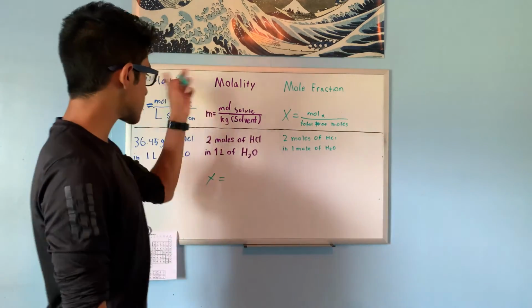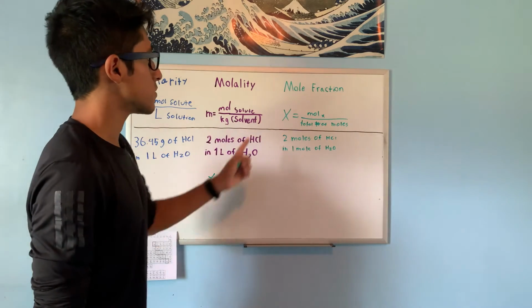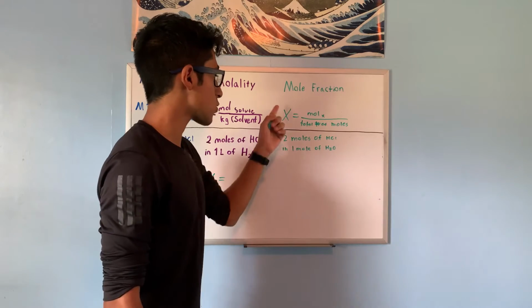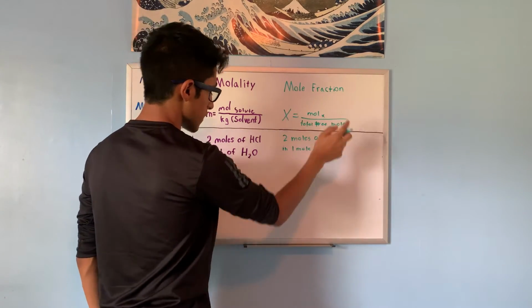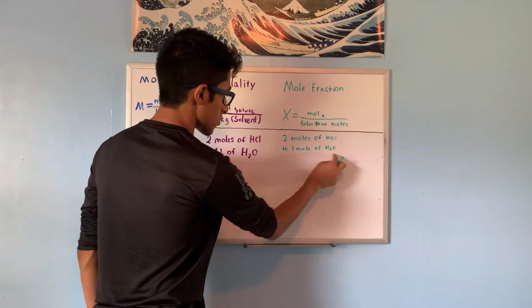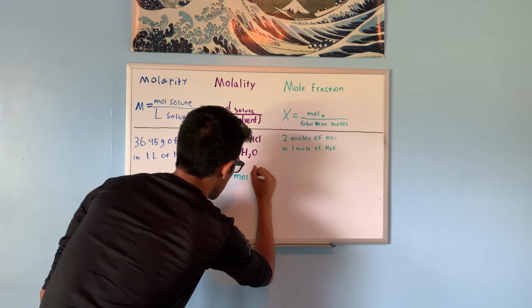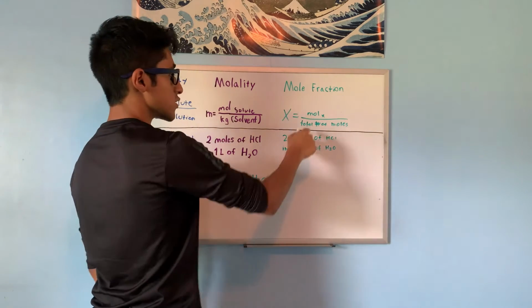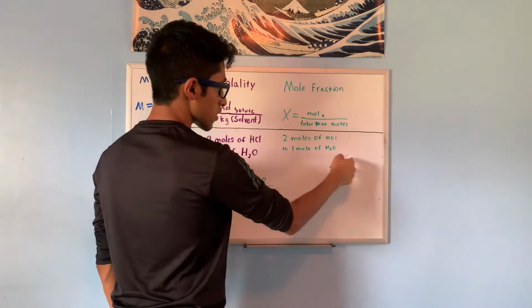Now for these 2 examples, we calculated moles of solute on top. But for molar fraction, we're going to calculate the moles of solvent. So I'm going to calculate the molar fraction of H2O. So we know that the moles of H2O is equal to 1. We have 1 mole of water. So I'm going to say we have 1 mole of H2O divided by the total number of moles. So let's see. We have 2 moles of HCl and 1 mole of water.